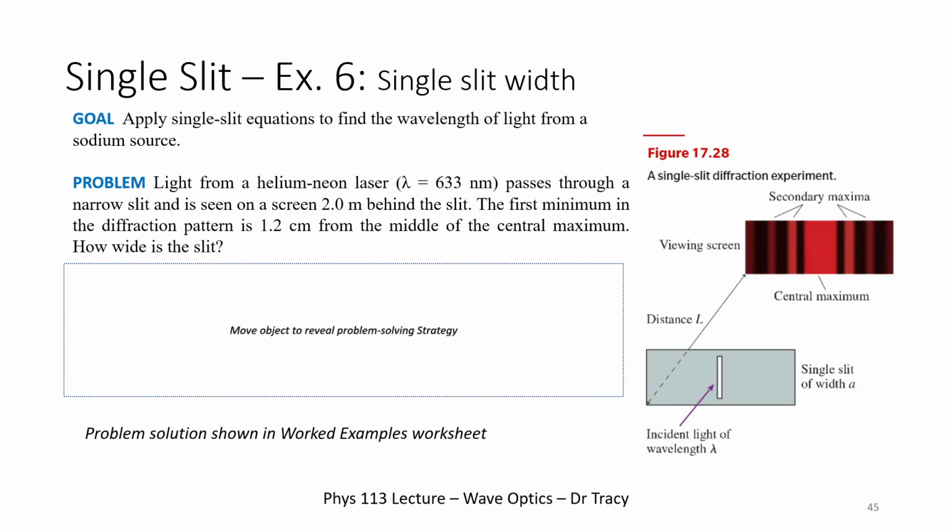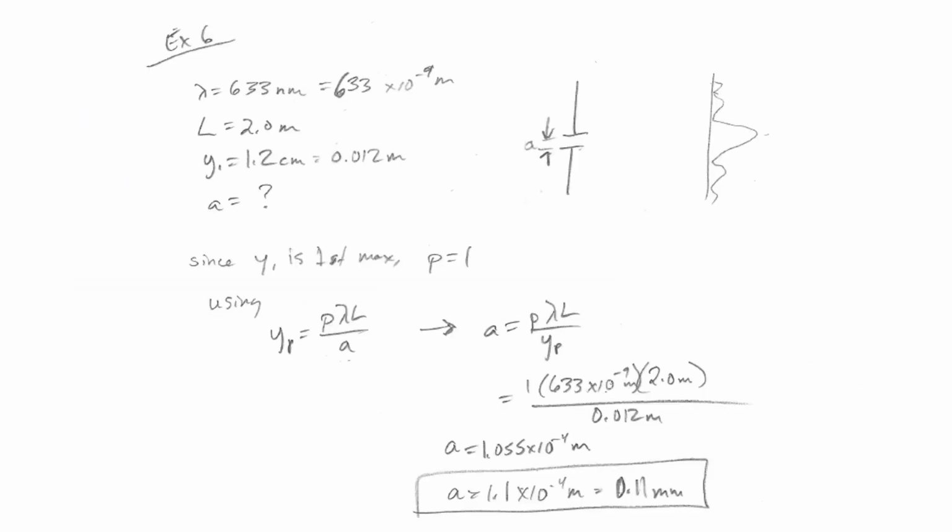So one last example, we're going to look at, again, the helium neon laser passing through a narrow slit onto the screen, which is now 2 meters separated from the slit. The first maximum on the diffraction pattern is 1.2 centimeters from the middle of the central maximum. And so how wide is the slit? If we look at the calculations, we've got the lambda. L is the largest value, 2.0 meters. y sub 1 is 1.2 centimeters.